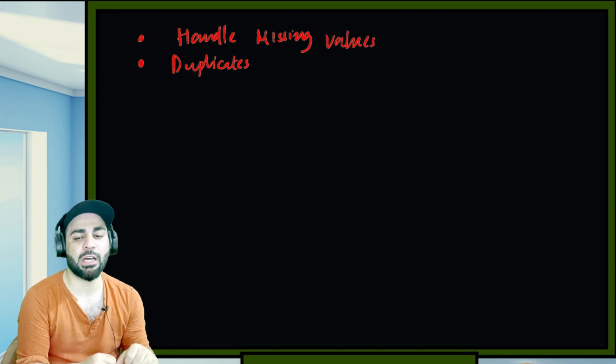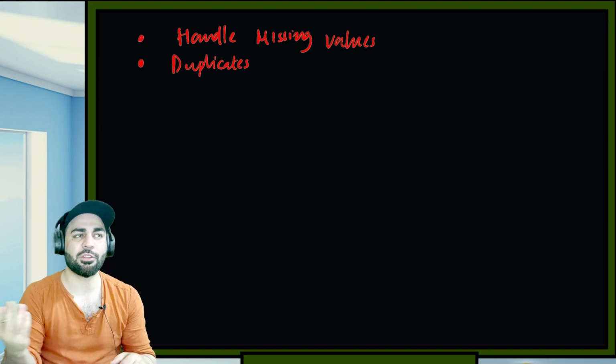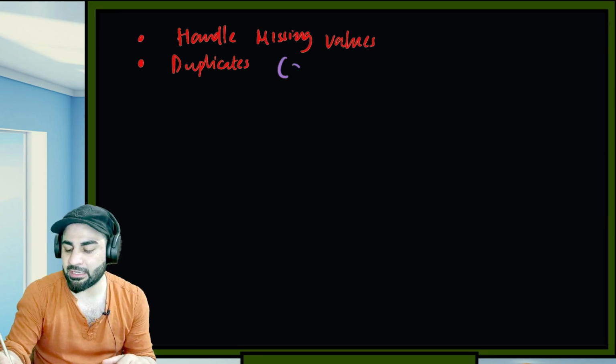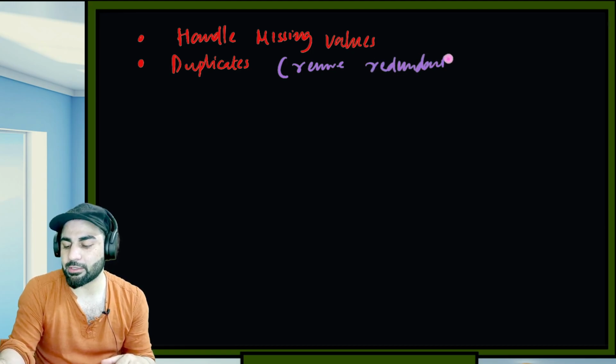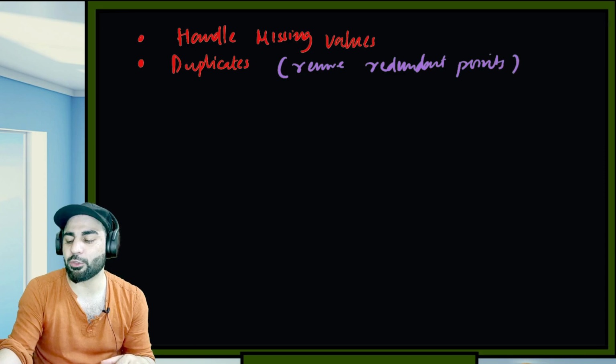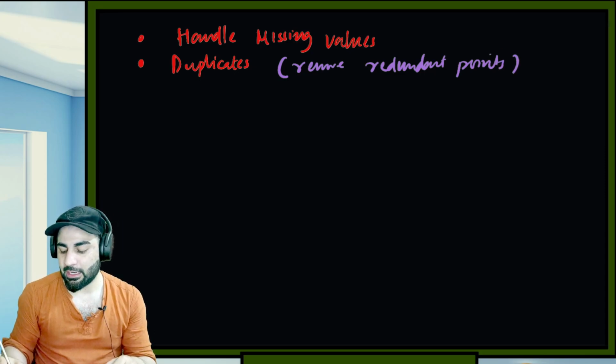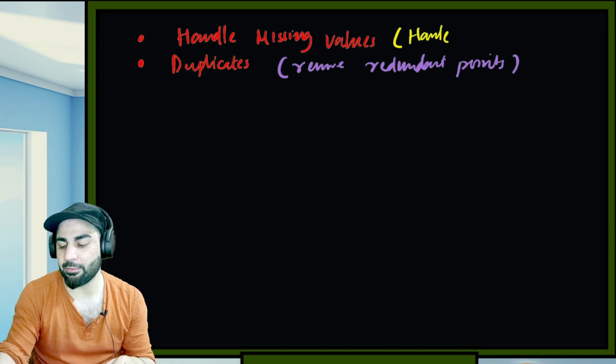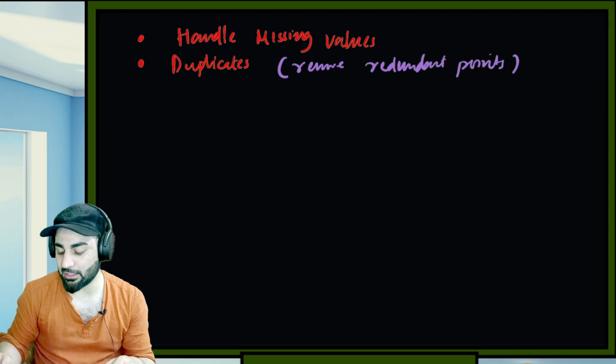So if we have duplicates, we have to ensure the dataset is free from repeated rows, or maybe repeated columns also sometimes. So it is better to just avoid these redundant data points. Remove redundant points, because you want to have a variety of data. You don't want to have duplicate data always. And then here I say you have to handle missing values. I actually wrote that.